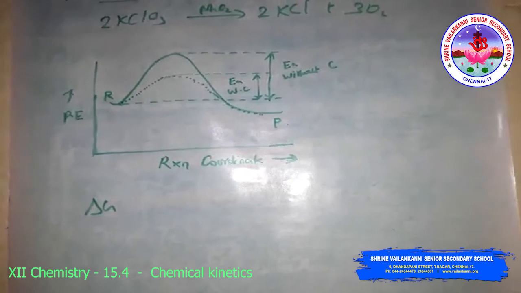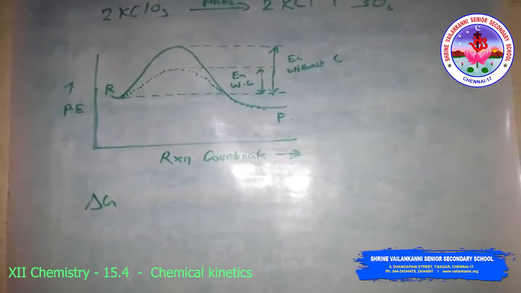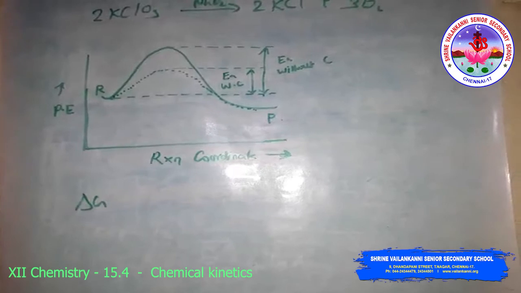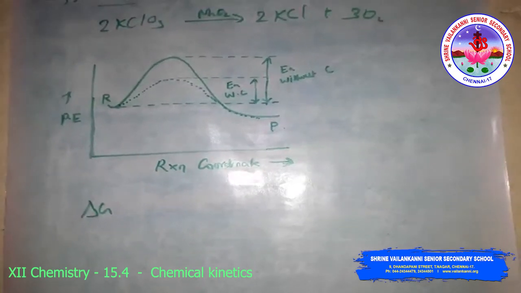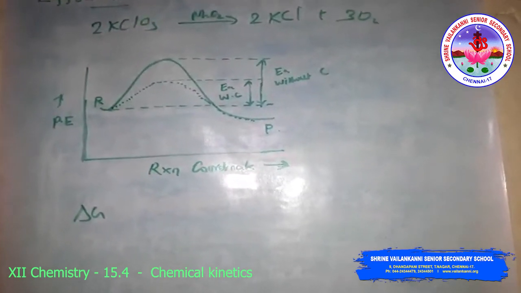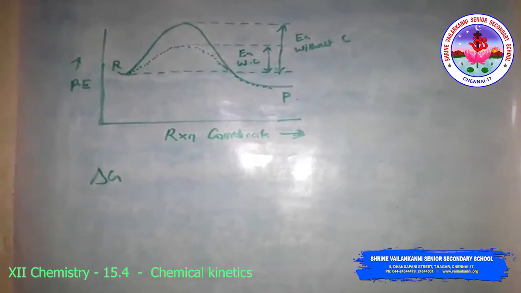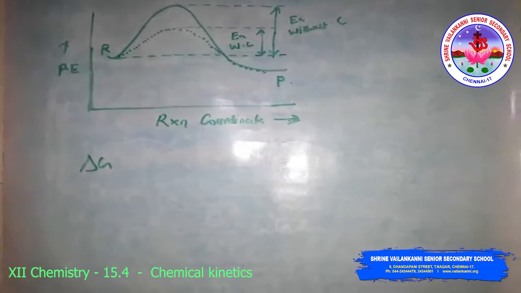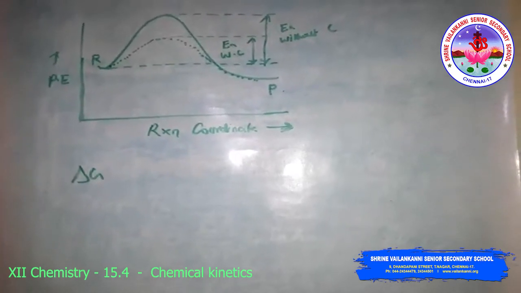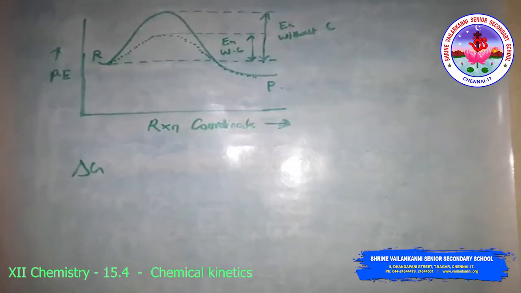It is also found that the catalyst does not change the equilibrium constant of the reaction, rather it helps in attaining the equilibrium faster. That is, it catalyzes the forward as well as the backward reaction to the same extent, so that the equilibrium state remains the same but is reached earlier, that is, faster.